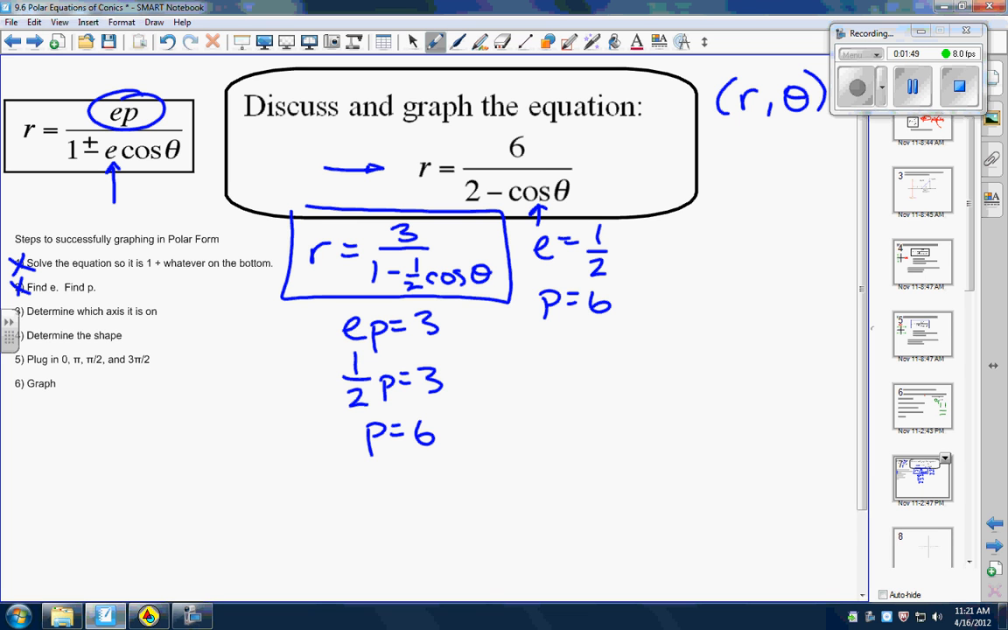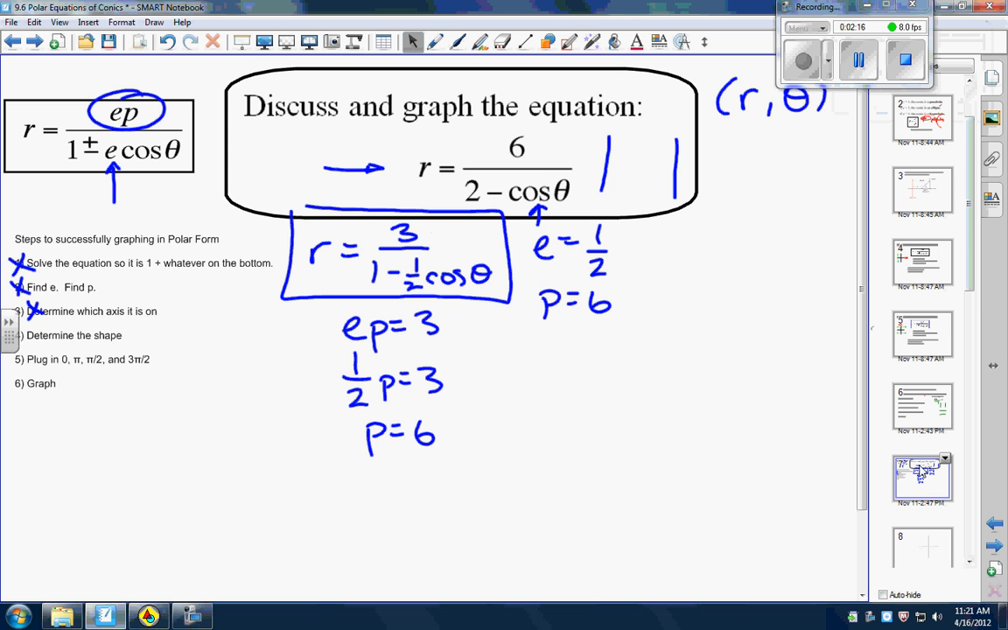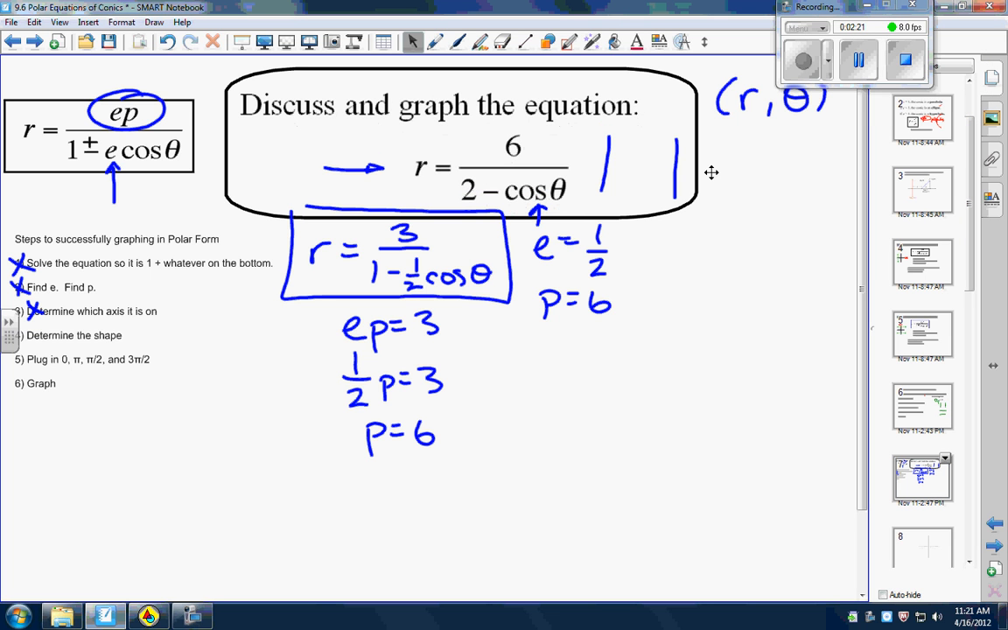Determine which axis it's on. It's a cosine, so it's either going to be perpendicular to the x-axis in a positive direction or a negative direction. Determine the shape. So we go to eccentricity, we see 1/2. So that means that c over a is less than 1. We remember what we said about all these. Any eccentricity less than 1 gives us an ellipse. So I'm going to write down it's an ellipse.